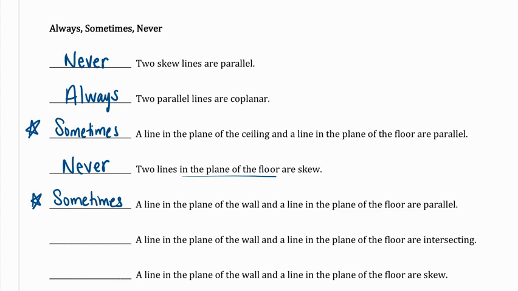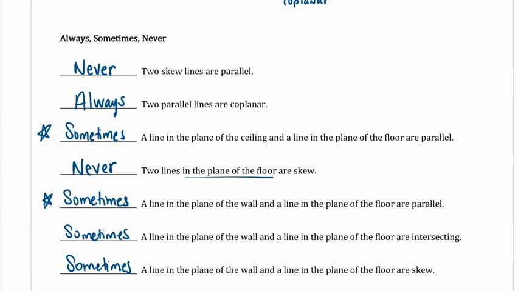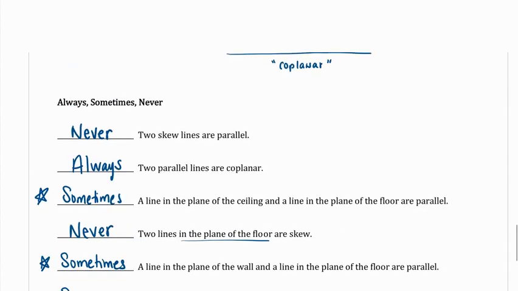Last two, a line in the plane of the wall and a line in the plane of the floor are intersecting. Well, if I look at the wall and look at the floor, and if you imagine a line there, I could make them intersecting, or I could make them skew. So this one again would be sometimes. And our last one, a line in the plane of the wall and a line in the plane of the floor are skew. It's kind of the same thing as what we said above. They could either be intersecting or skew. So this one is also sometimes. Okay. If any of those don't make sense, put a little star or highlight those and ask about them when I come back. We'll go over a couple of those if we need to better visualize those.